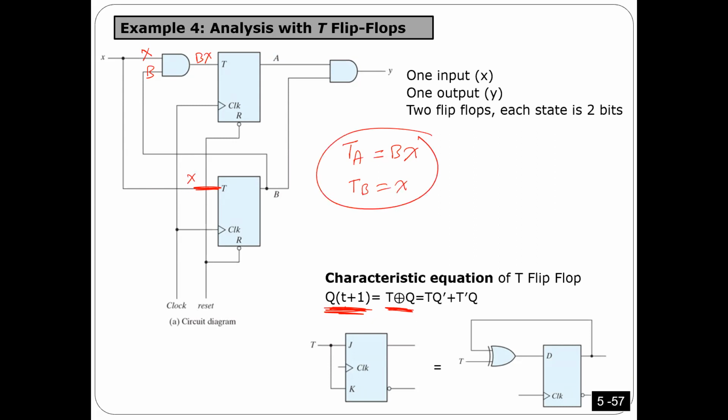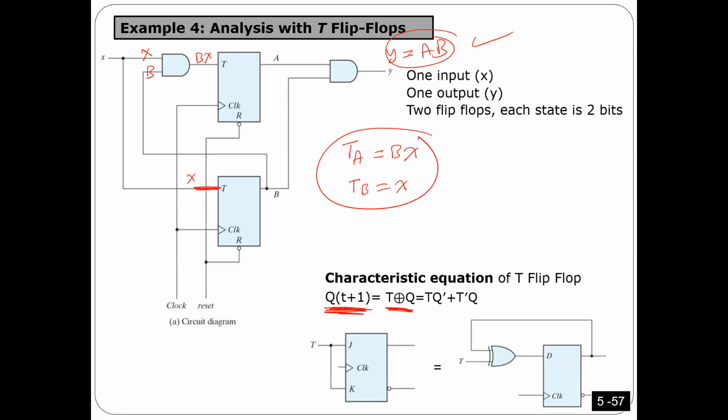Is that okay? What about Y? Y, which is the output equation. I need the output equation Y equal A and B. Very trivial. A and B. Okay. And this is TA and TB. Okay. And now you can calculate the state equation.